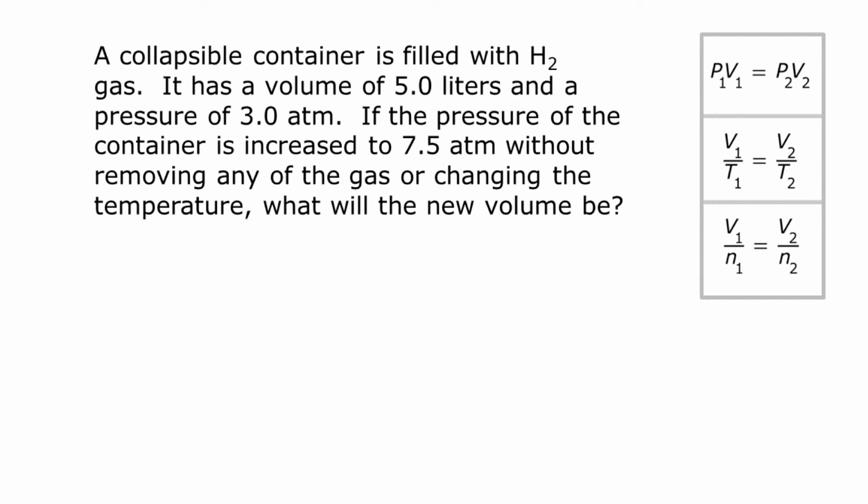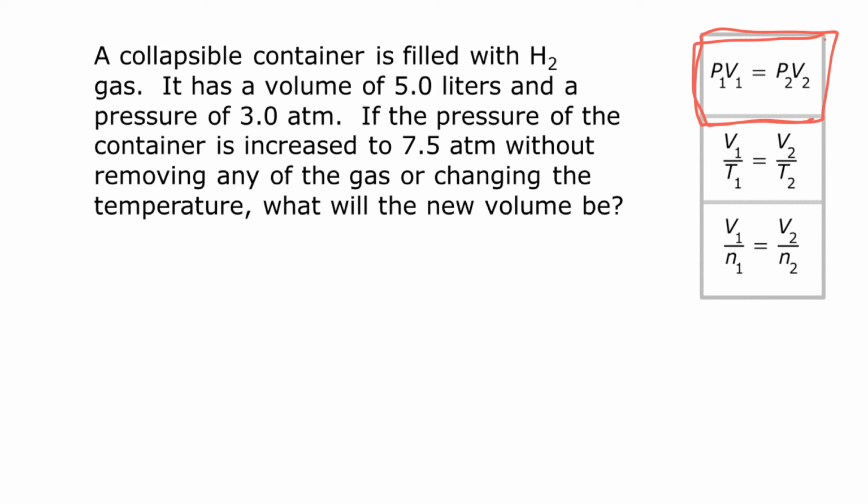And in the last practice problem, it says a collapsible container is filled with hydrogen gas. It has a volume of 5.0 liters and a pressure of 3.0 atmospheres. If the pressure of the container is increased to 7.5 atmospheres without removing any of the gas or changing the temperature, what will the new volume be? So I'm working with pressure and volume here. So that means I'm going to use Boyle's law.